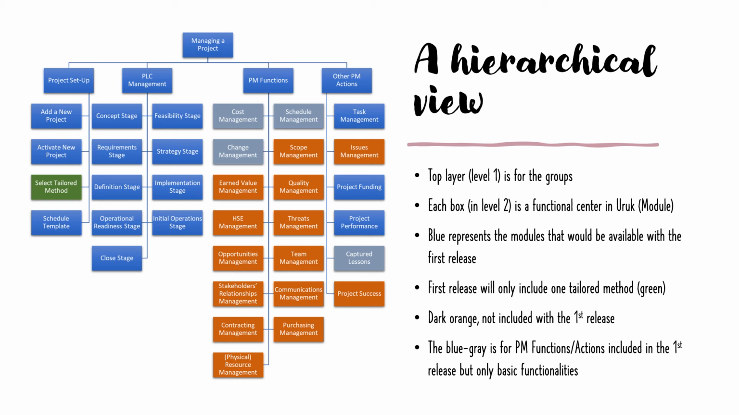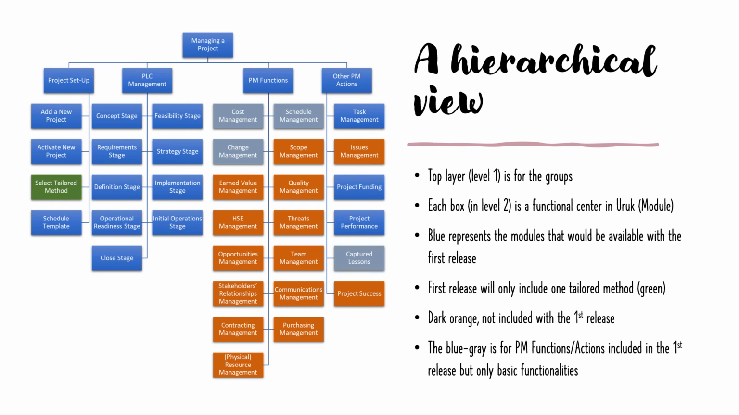Now, let me pause for a second. I explained the major components of the managing project element. In this slide, I am combining all the previous slides, but using a hierarchy. Again, you can see the project setup with the 4 items below it, then PLC management with all the stages below it. You see the PM function and you see other PM functions. And in here we use color coding as well.